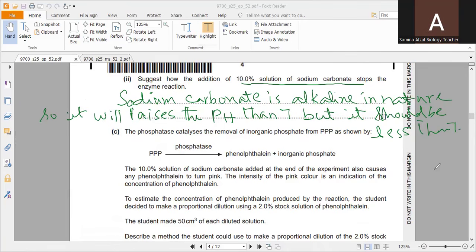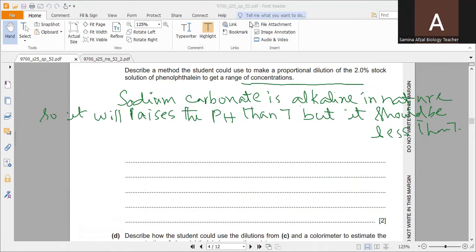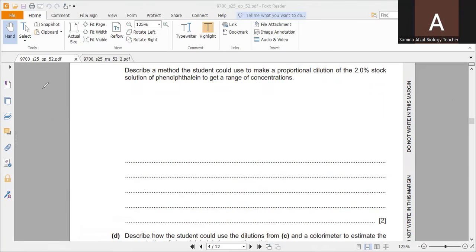To estimate the concentration of phenolphthalein produced by the reaction, the student decided to make a proportional dilution using a 2% stock solution of phenolphthalein. The student made 50 cubic centimeter of each diluted solution. Describe a method the student could use to make a proportional dilution of the 2% stock solution. So here we have to write down the method. How can we make the different concentrations?